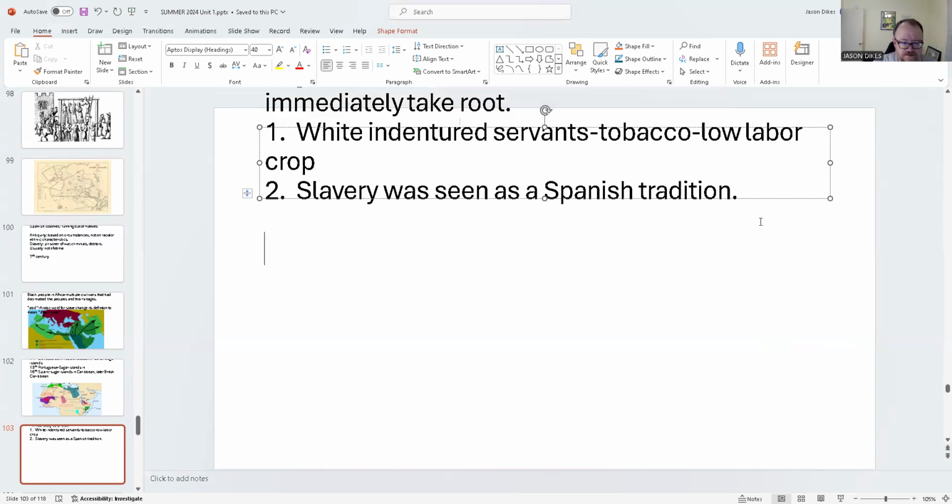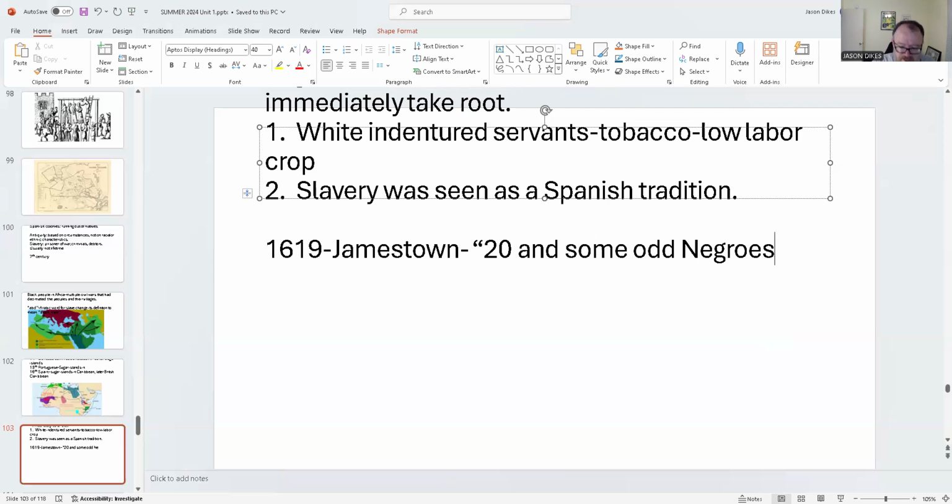If we look at 1619 at Jamestown, is when we start to see the first 20 and some odd, I'll give you the exact quote from John Rolfe. Apparently a Dutch pirate ship came to Jamestown and sold off some slaves they had captured raiding on the Spanish.